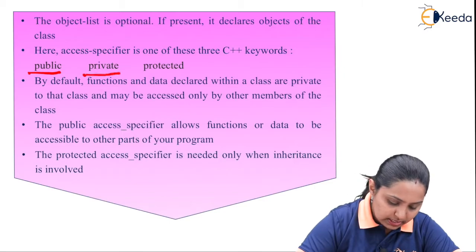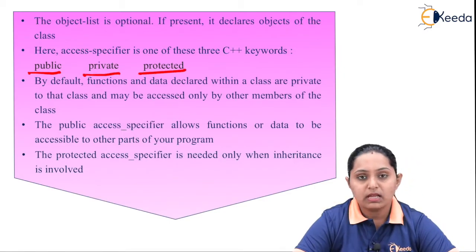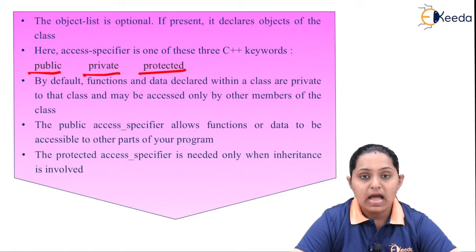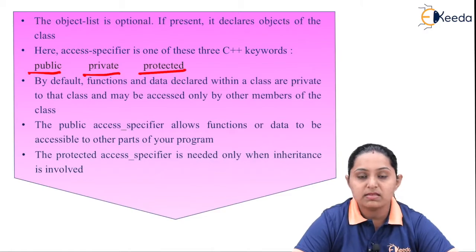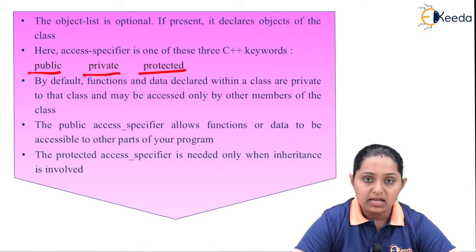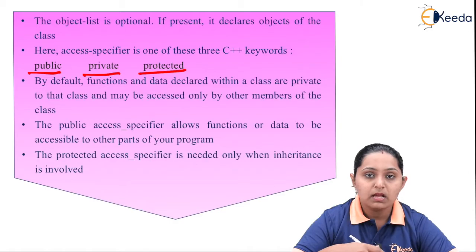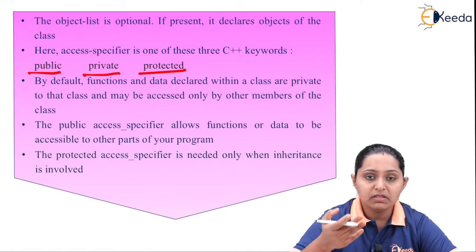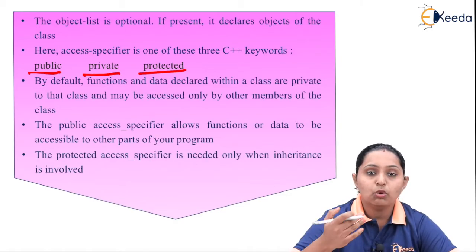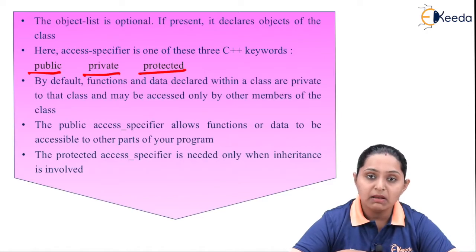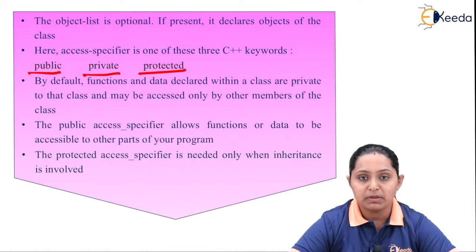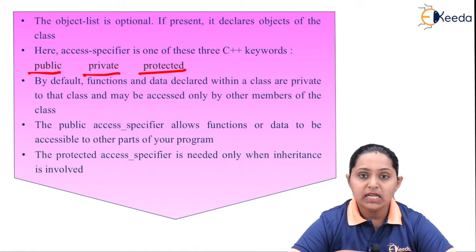Next, protected. When you say the data or member functions are protected, that data and those functions can be accessed inside that class, as well as the subclass. That means whichever class is deriving the features of that class, the members of that class can access the protected data members. We'll see this protected keyword in detail at the time of inheritance.